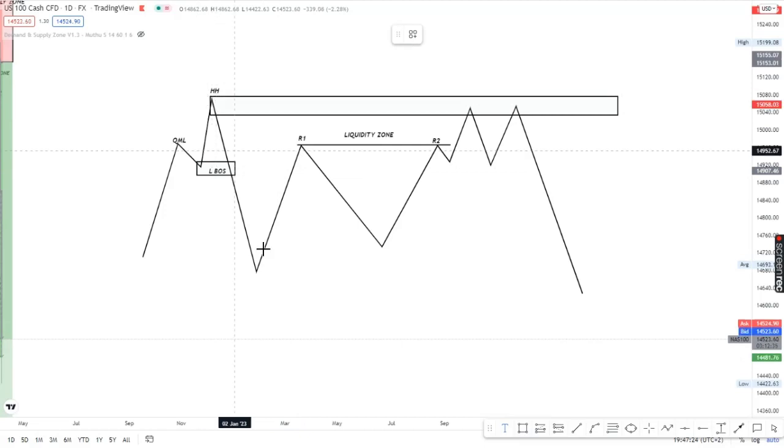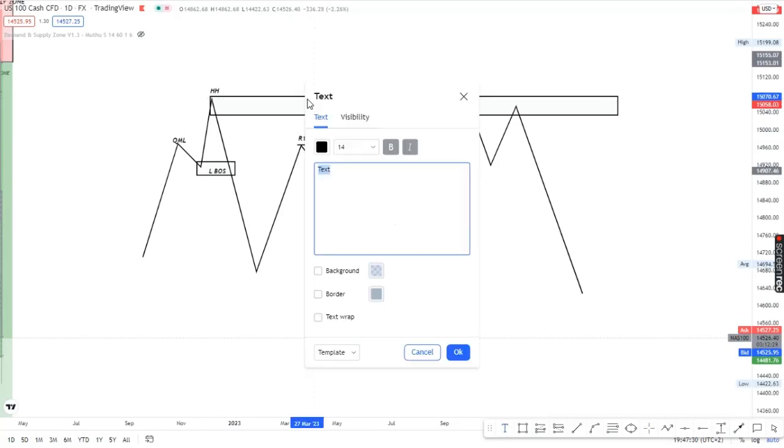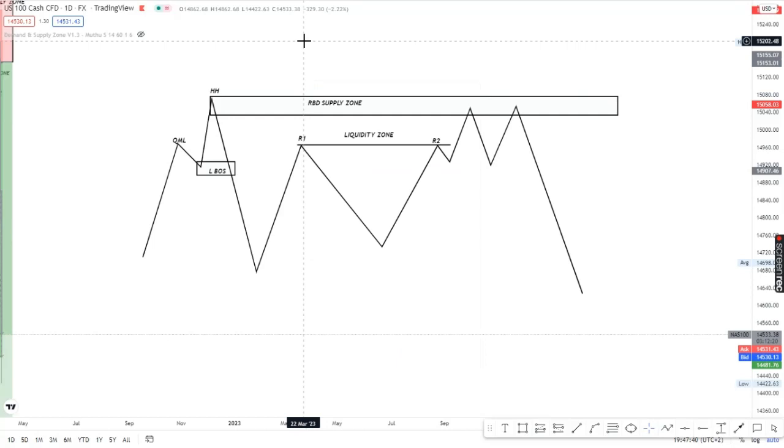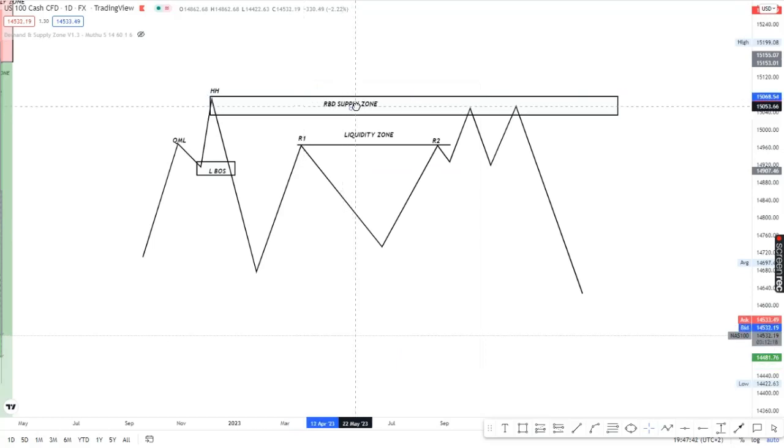And right here I have my rally base drop. Of course, this drop is very significant because it tells me whether the smart money are involved or not. Rally base drop supply zone right here. This was a beautiful trade. I'll show you in a minute.